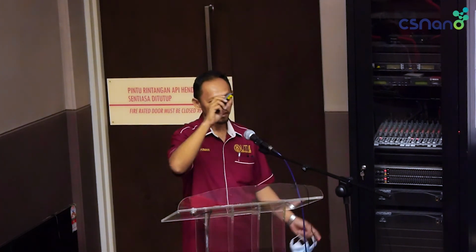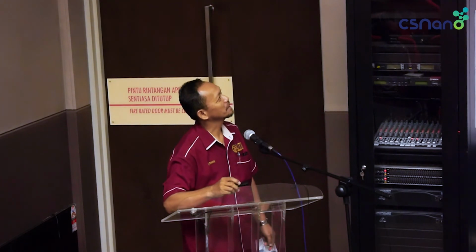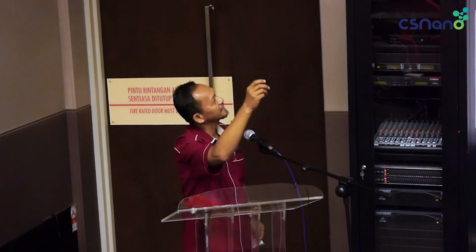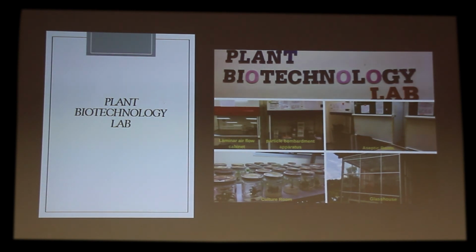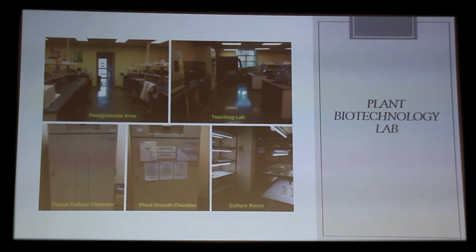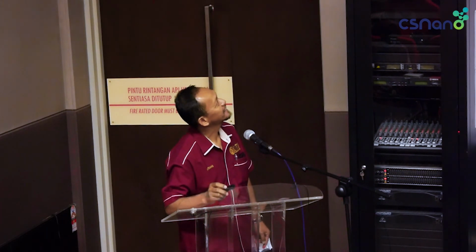Maybe you don't know what we're doing in our lab. So this is what we have in the labs, all the facilities. And we also have particle bombardment, where we produce transgenic plants. If you know a gene, you can transform it into your plant by using a particle bombardment apparatus. So you can modify the plant for a good reason. I think that's all.